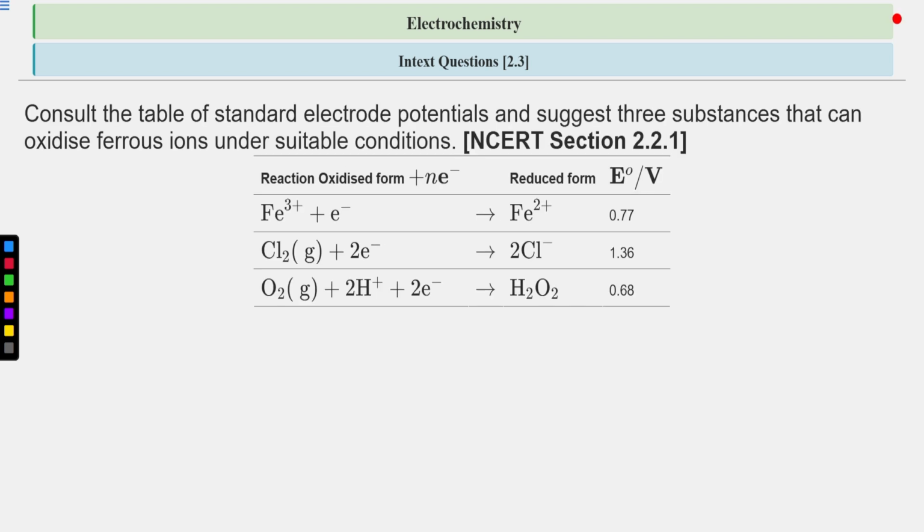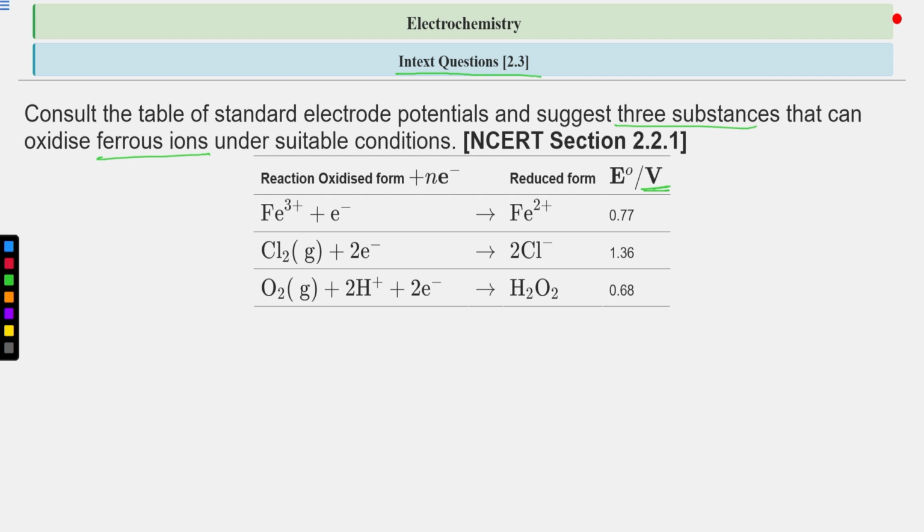Okay, now this is our next question, which is marked as 2.3. Consult the table of standard electrode potentials and suggest 3 substances that can oxidize the ferrous ions under suitable conditions. This is a table in which each reaction is given with the oxidized form plus n number of electrons, and then the reduced form, and their respective E naught values in volt.